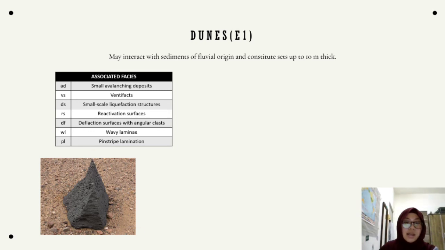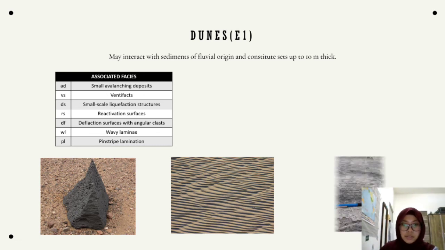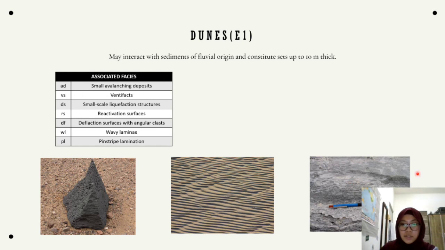This is ventifact. Ventifact is any piece of rock that has been shaped, pitted, grooved or striated by sand or ice crystals blown by the wind. The third one is DS, small-scale liquefaction structures. The fourth one is RS, reactivation surfaces. The fifth one is deflection surfaces with angular clast, DF. The sixth one is WL, wavy laminae, as shown in this picture. It is wavy. And the last one is pinstripe lamination. Here, this is pinstripe lamination.